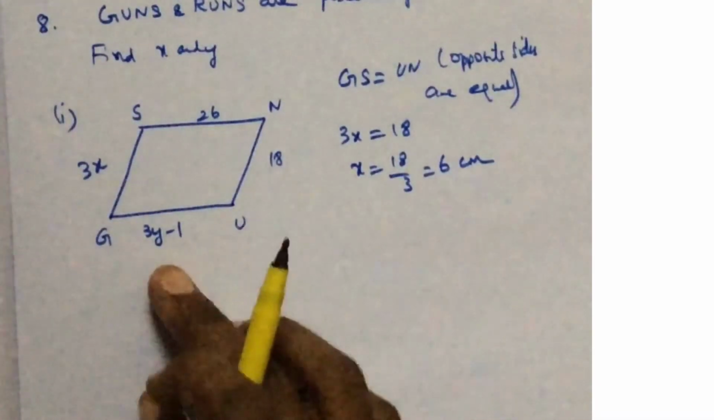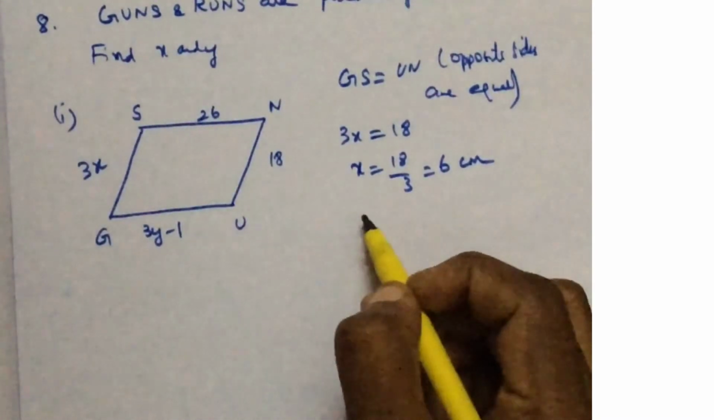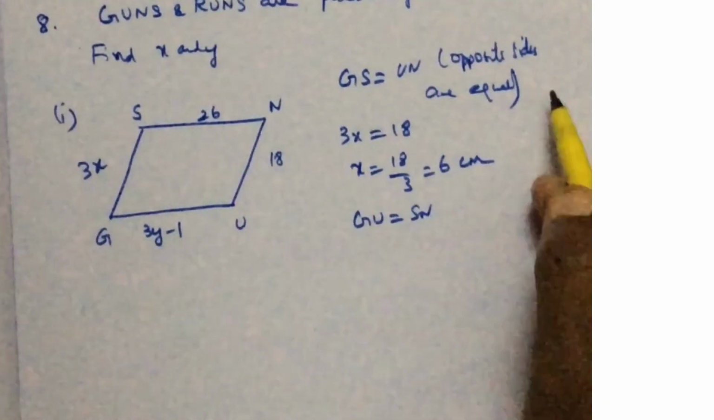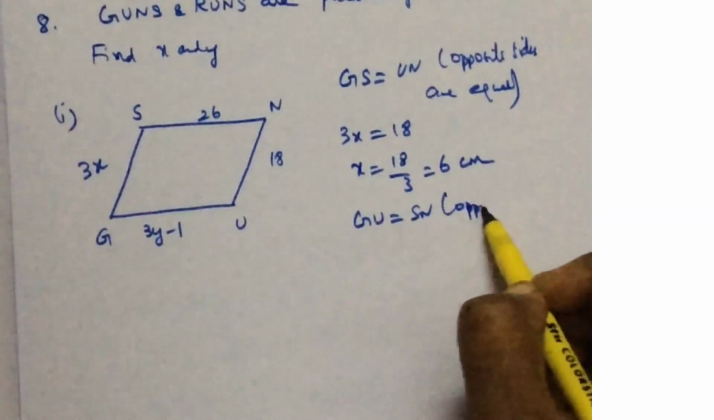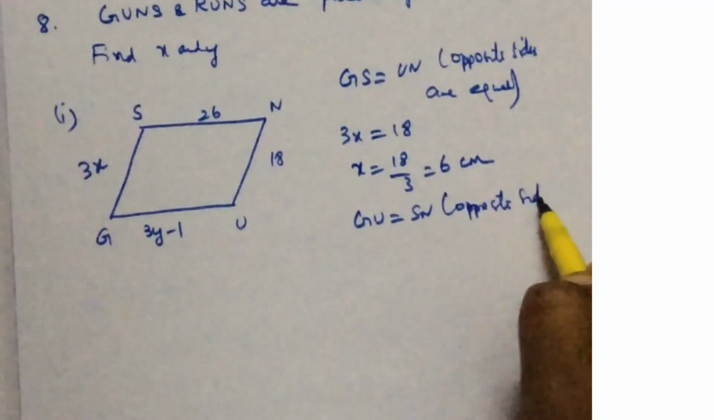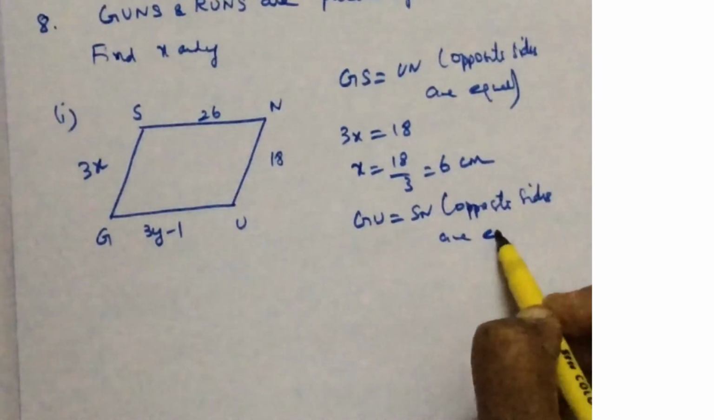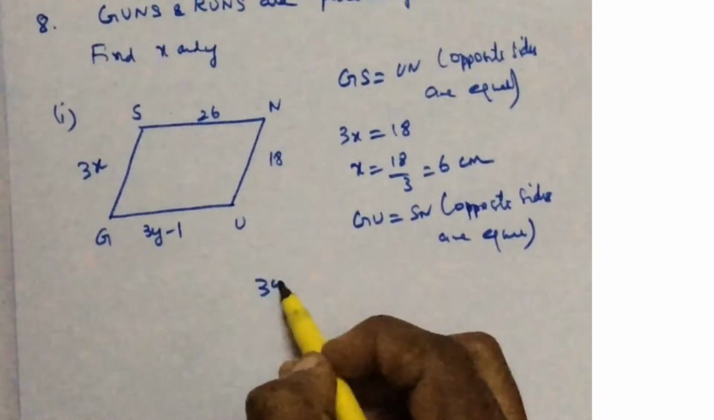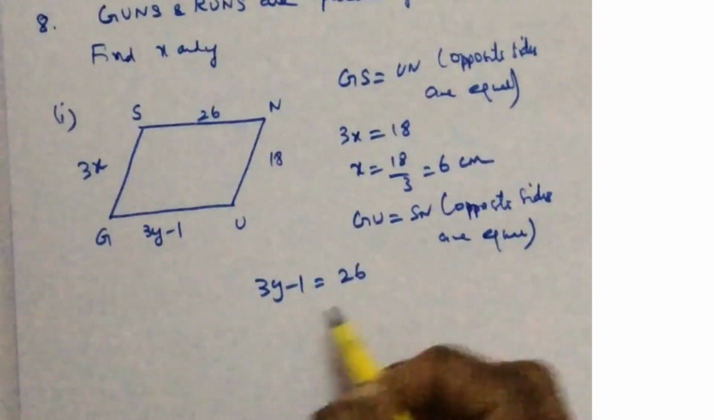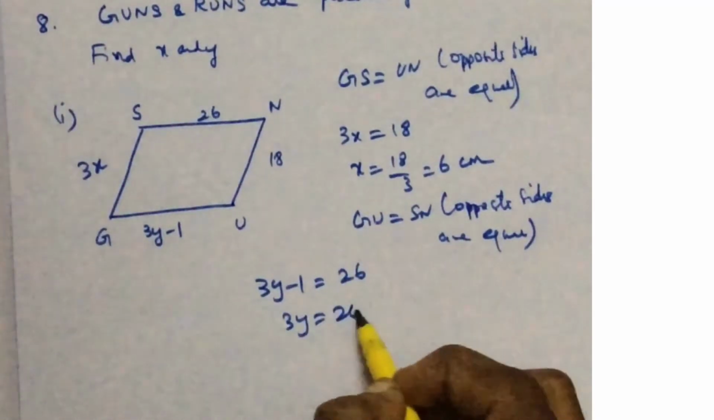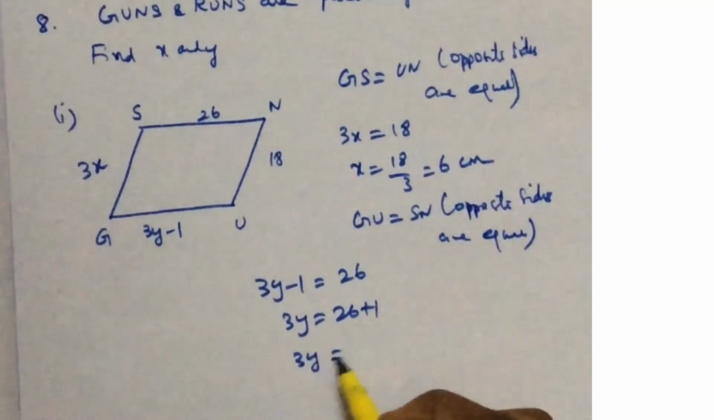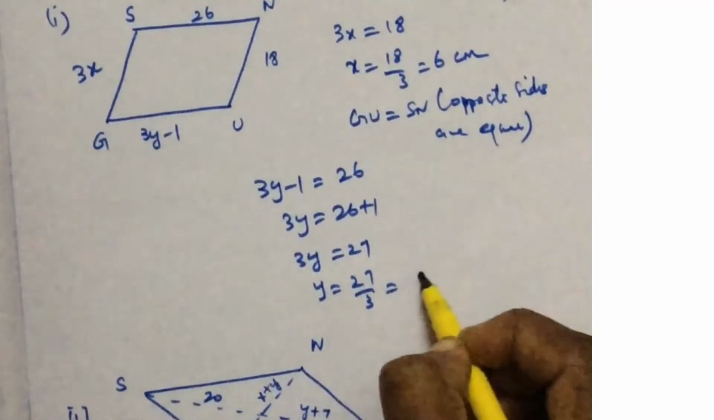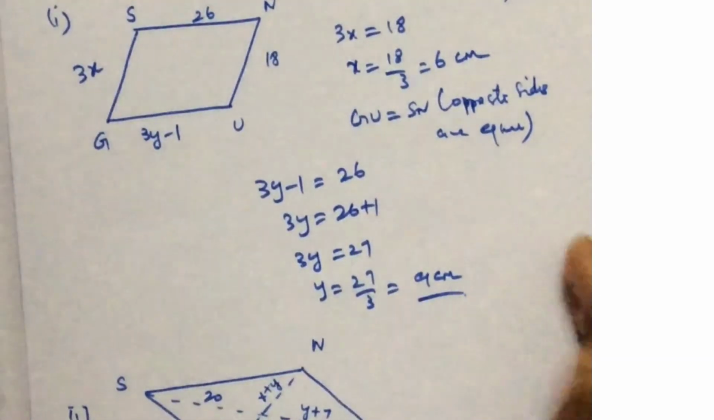Similarly, here also, GU is equal to SN. The same reason: opposite sides are equal in a parallelogram. What is GU? 3y minus 1 is equal to 26. 3y equals 26 plus 1, 3y equals 27, y equals 27 by 3, that is 9 centimeters.